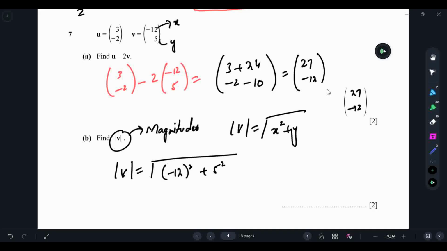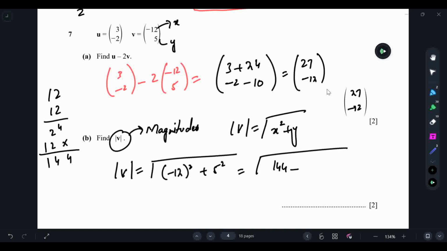plus 5 square. Now we know what it means: 12 square means 12 multiplied by 12. So 2 2s are 4, 2 1s are 2. Similarly, 2 1s are 2, 1 1 is 1. So this will be 144, plus 5 5s are 25. So this will be equals to 169.